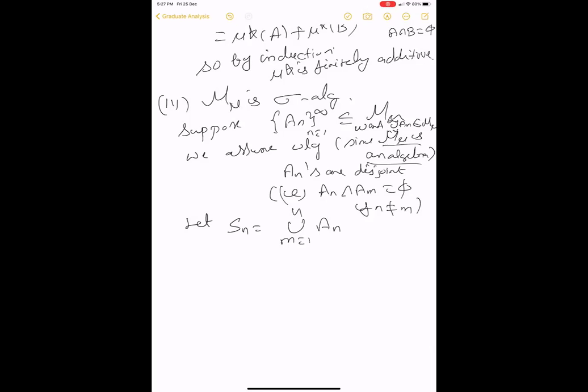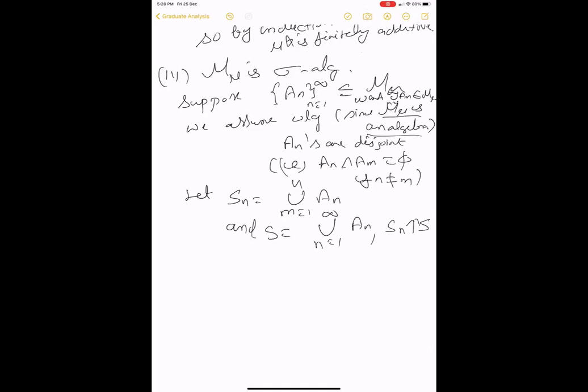A_m, and S equal to the union of n equal to 1 to infinity A_n. And S_n increases to S. My internet is not very good, so that's why I'm using two internets. I think there is somebody else also using it, so three people are using the internet. That's why.